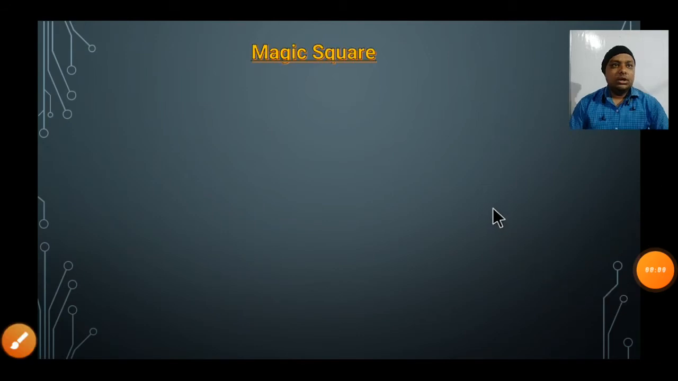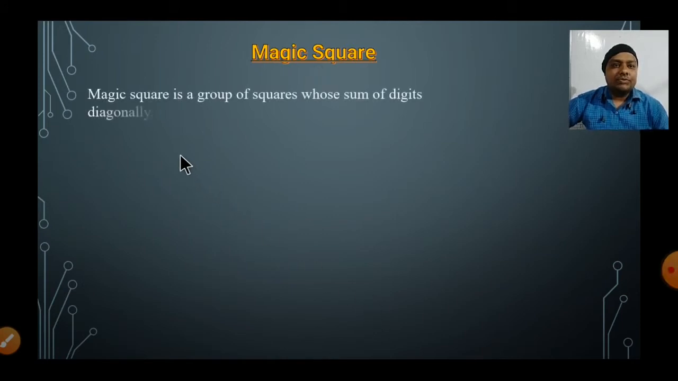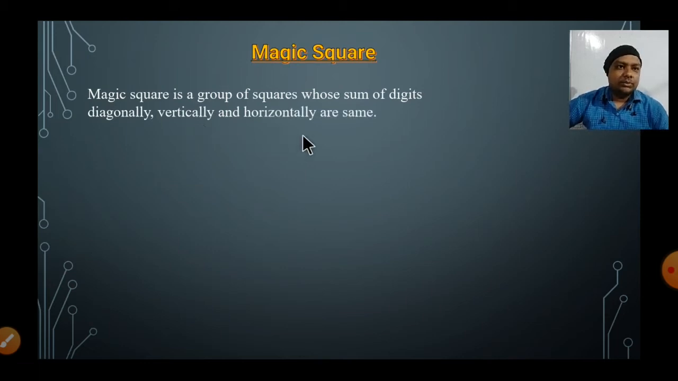Here you can see it is a magic square. So let's start with the definition. A magic square is a group of squares whose sum of digits diagonally, vertically and horizontally are the same. There are lots of types of magic squares, and their sums are different. But right now we are going to discuss the basic concept of a magic square.